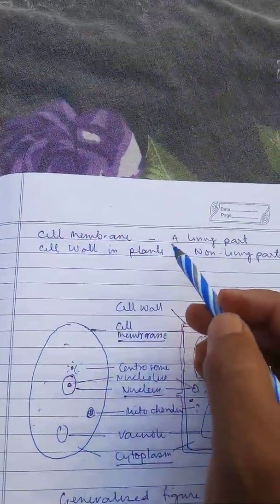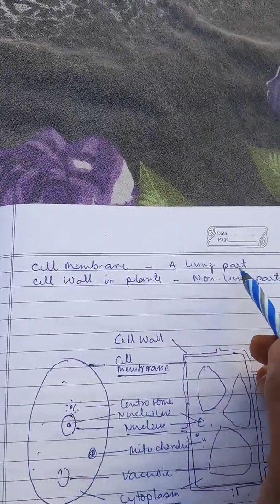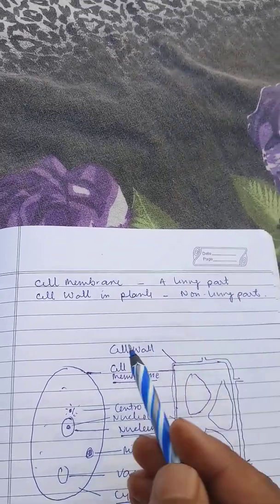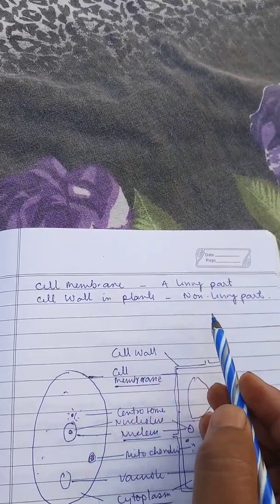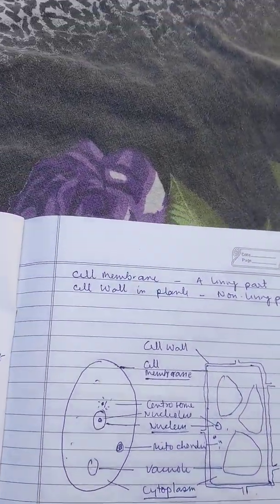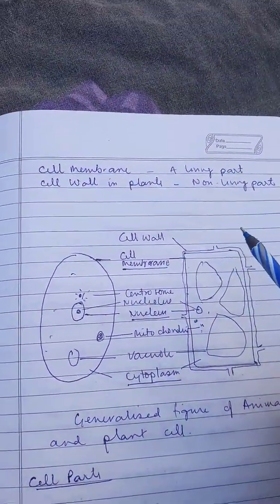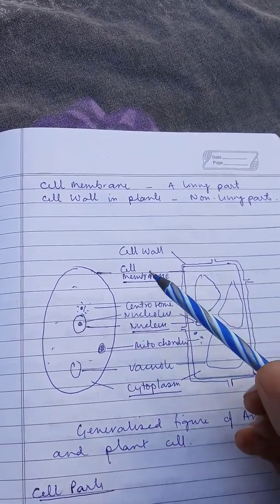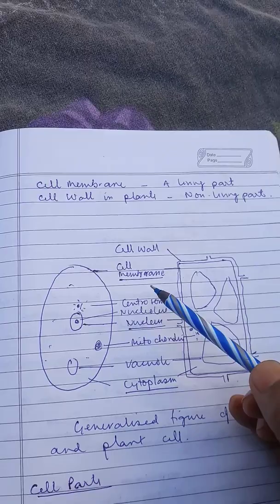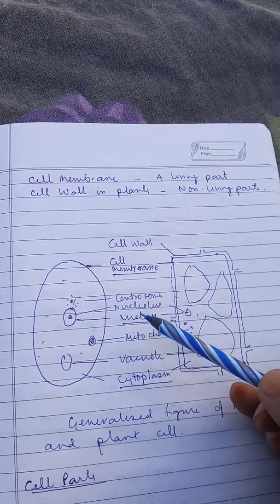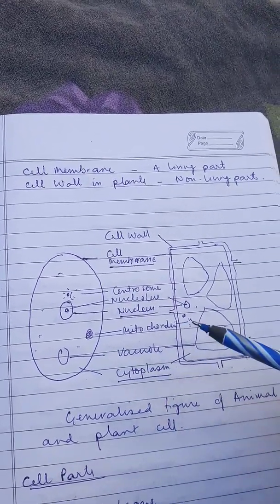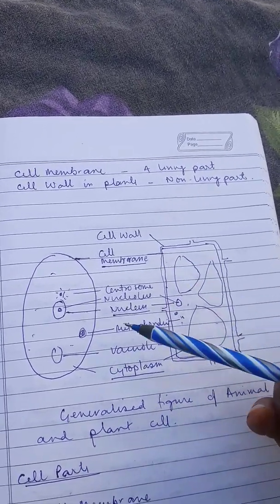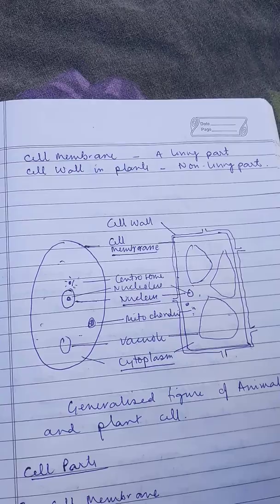The cell membrane, the outermost boundary, is the living part, but in addition to the cell membrane, plant cells also possess a cell wall, which is the non-living part. Now just see the figure. This is the animal cell and the plant cell. In both, the cell membrane, nucleus and cytoplasm are the common parts. So these are considered as the generalized parts of a cell.